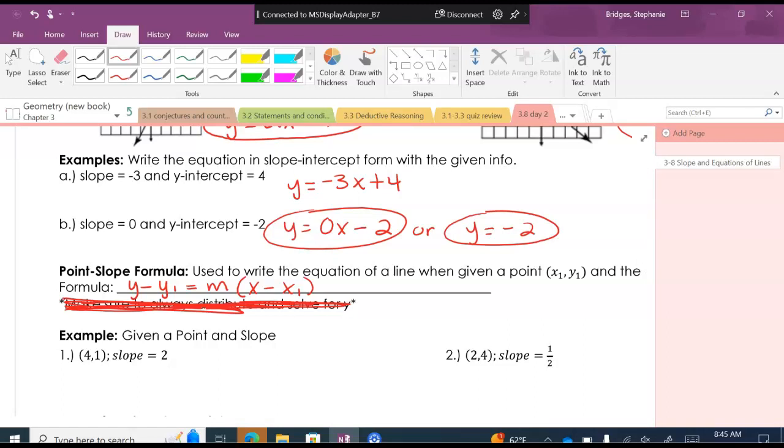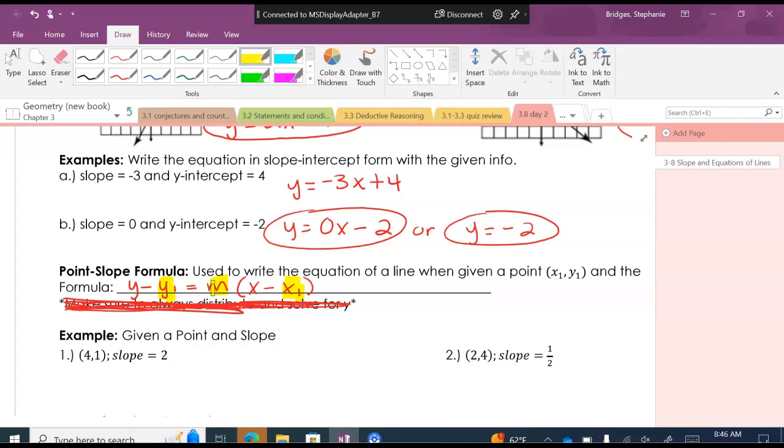Now, when we use point-slope form, nothing about this equation changes except for three pieces. The y1, the x1, and the m. The other x and y will always stay the variables x and y. So far, so good? Okay.